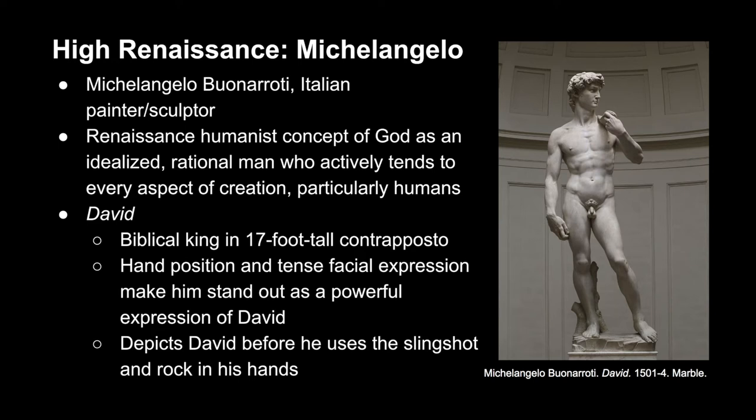In this example, we see another depiction of David from the Bible, yet this one stands at 17 feet tall. Also, unlike the previous version, David hasn't killed Goliath yet. He has the stone in one hand and the slingshot in the other, and he's focused before the fight. In the previous example, we saw that David had already killed Goliath because he was standing on his head. This David also looks older than the previous because of his body shape and muscle definition.